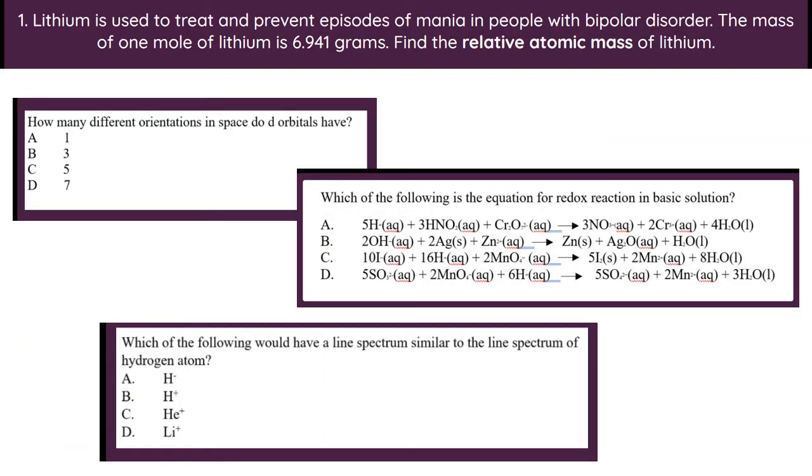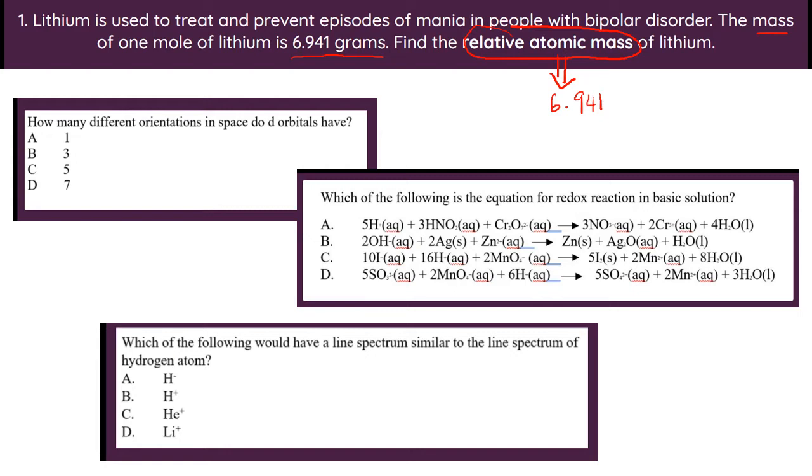Next, question number 4. Lithium is used to treat and prevent episodes of mania in people with bipolar disorder. The mass of 1 mole of lithium is 6.941 gram, while the question asks us to determine the relative atomic mass. Relative atomic mass has no unit, so the answer will be 6.941 only, without any unit.